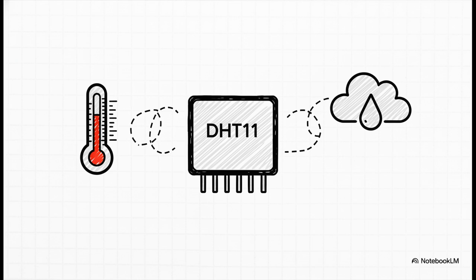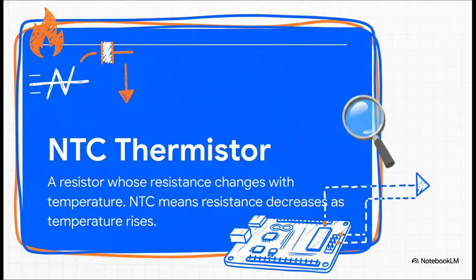A perfect real-world example is the DHT11 sensor. This cool little device can measure both the temperature in the room and the relative humidity, giving us actual environmental data to play with. And what's really fascinating is how it works. Inside, there's a component called a thermistor. It's basically a special resistor where its electrical resistance changes a lot based on the temperature.